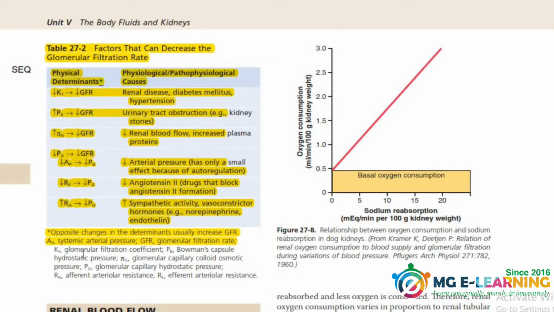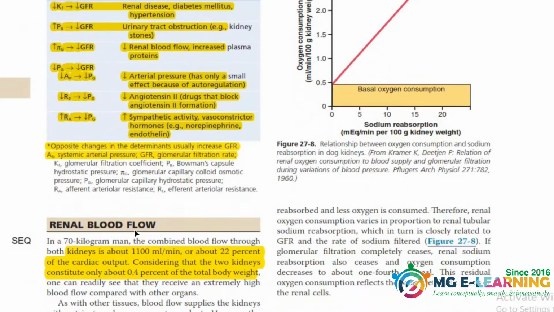Next are the factors that decrease the GFR. This is the tabulated form of all that previous text, so you have to do it from here. This is very important from your paper point of view.